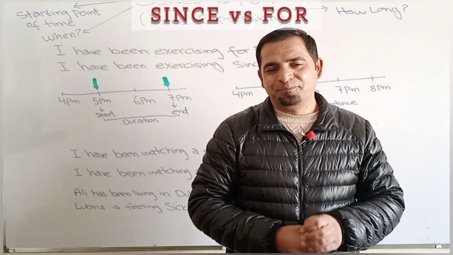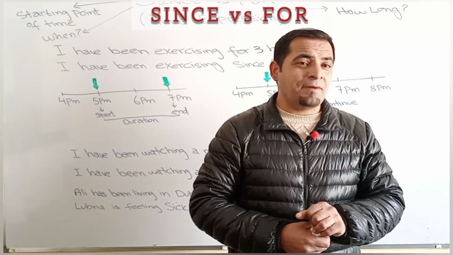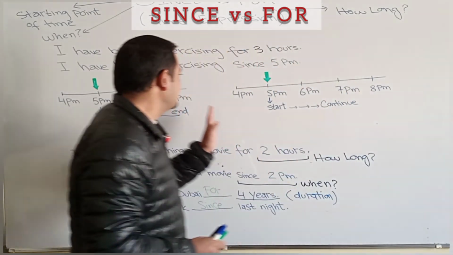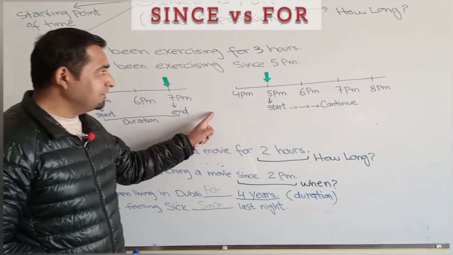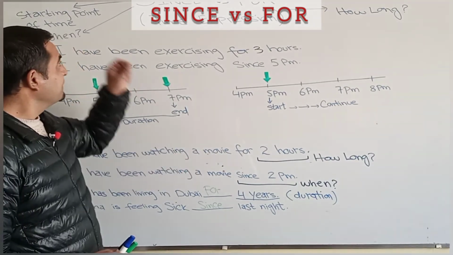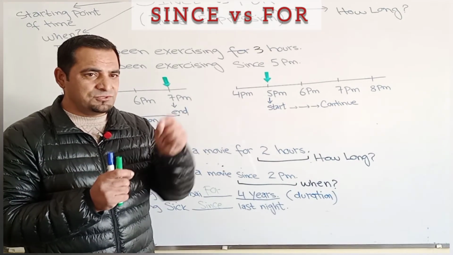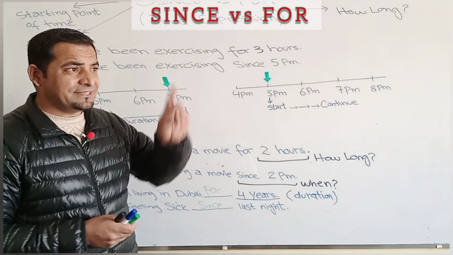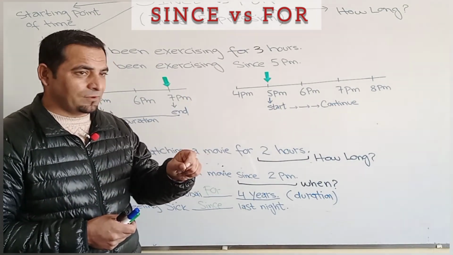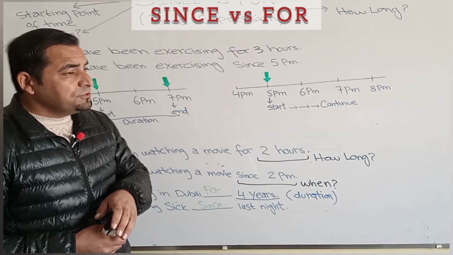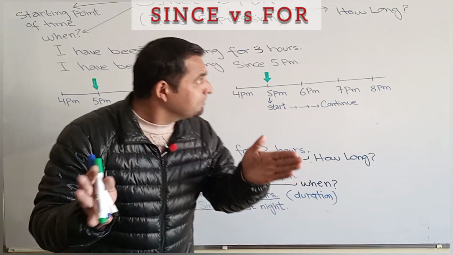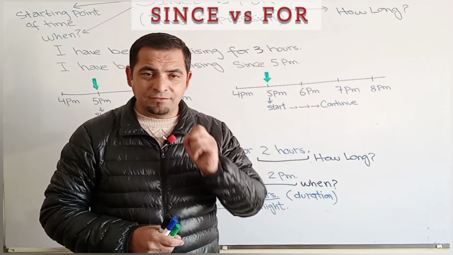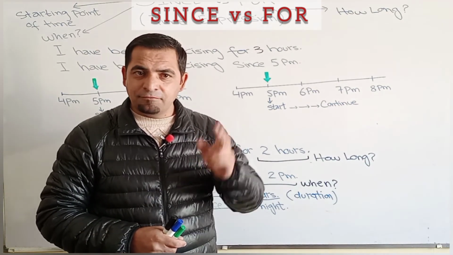So I hope this brief lesson might have been beneficial for you, and technically you need to remember this figure. All right, very important for you. Since is used to mention the beginning point, the starting point of an activity. All right, it answers when. All right, and for is used for complete duration of time. All right, and it answers the question how long. For 1 day, for 2 hours, for 3 days.